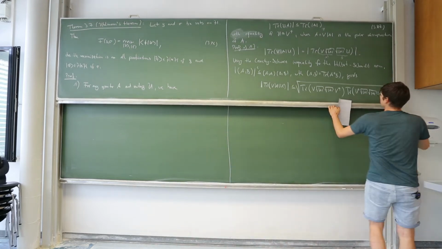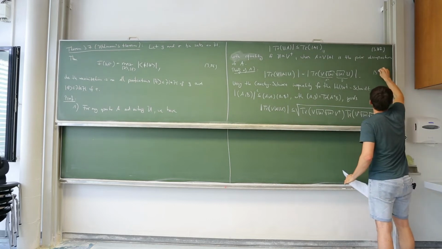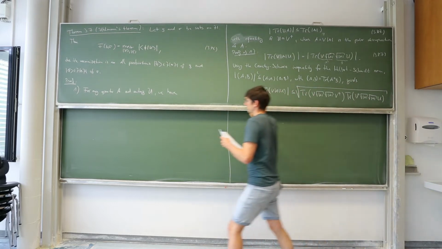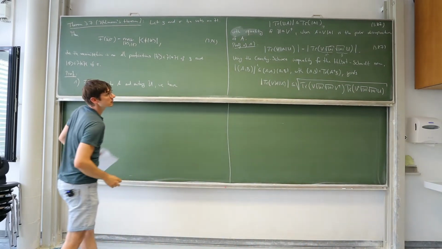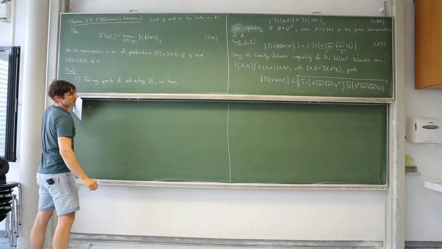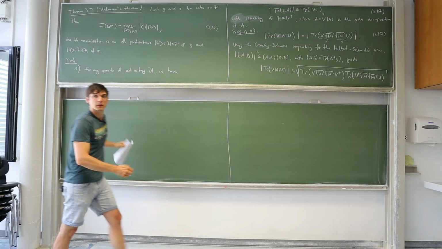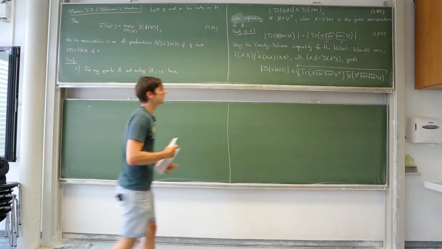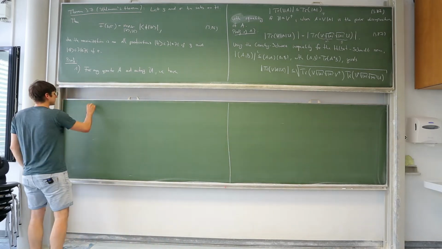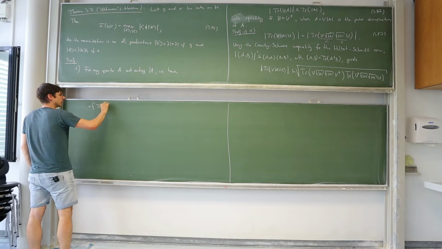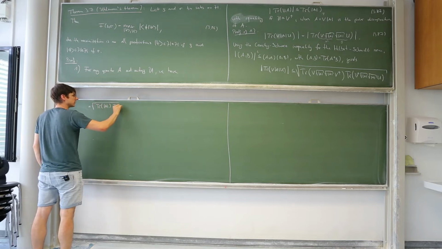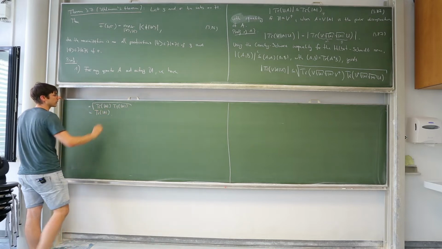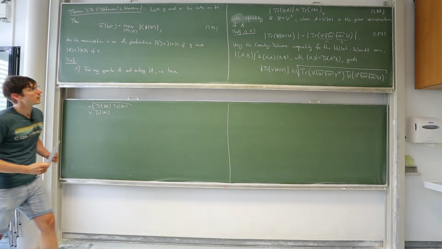So let me number this. This is 3.87 and this. So you see that using the cyclic property of the trace, those unitaries V and U vanish, right? So we then get the trace of the modulus of A, and this is equal to the trace of the modulus of A, okay? So it's exactly what we want.